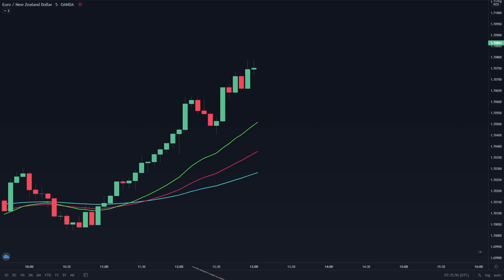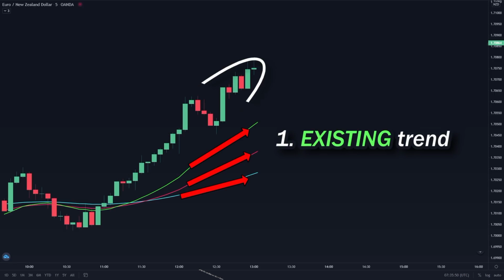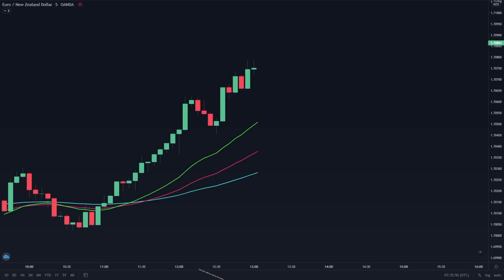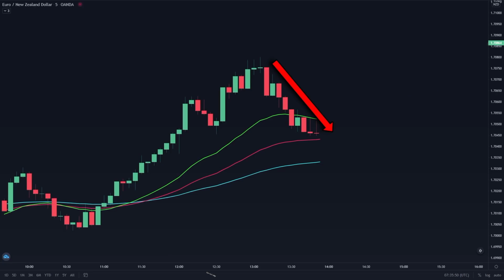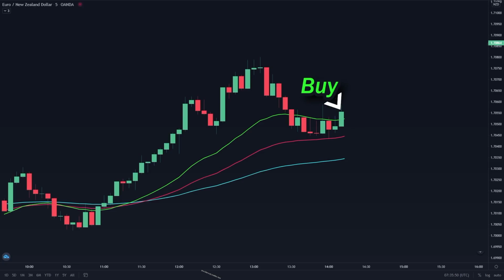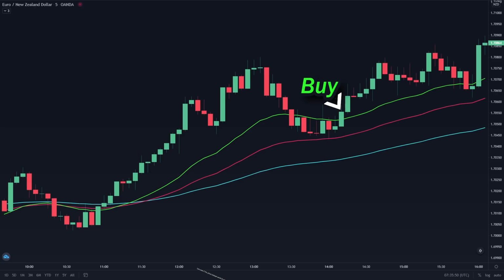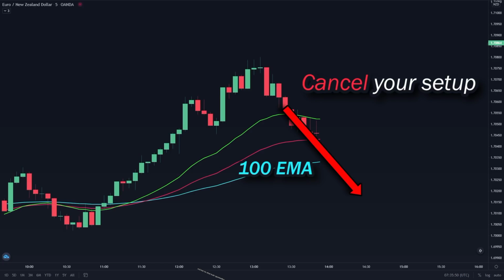So in this chart we have spotted an existing uptrend, as shown by the 3 EMA. All of them are heading upwards, while the candles are above them. Next, you want to wait for the price to make a pullback towards the 25 or 50 EMA. And so this will act as your entry setup. The next step is to wait for the price to go back to the 25 EMA again. Once this happens, you take a buy position here. However, if the price instead went down and broke below the 100 EMA, you cancel your whole setup and look for other trade opportunities, because this may indicate that the trend is changing.